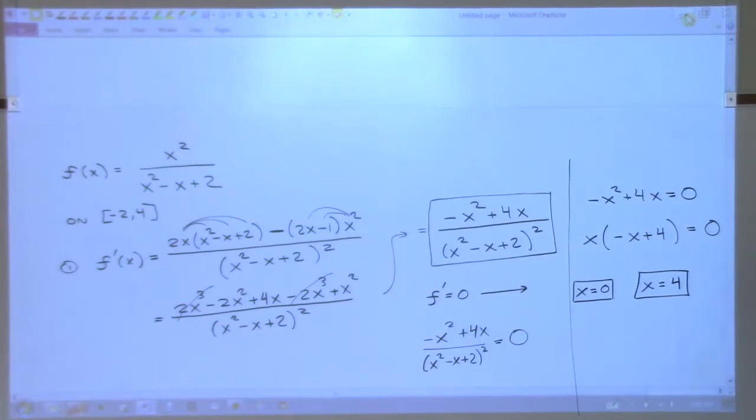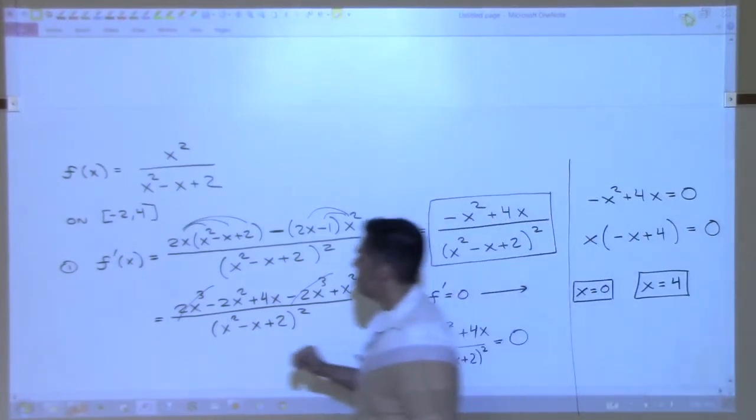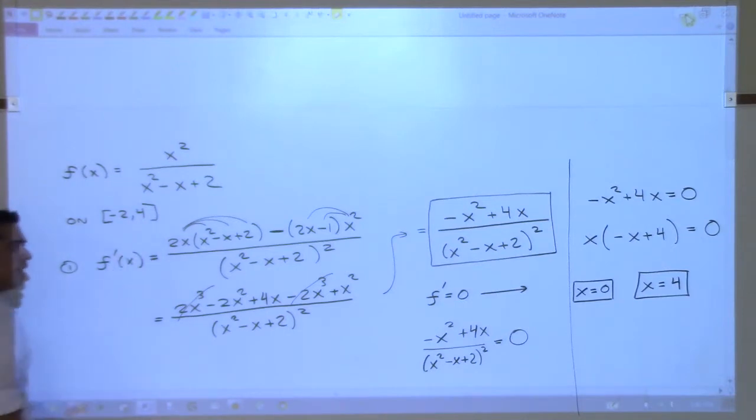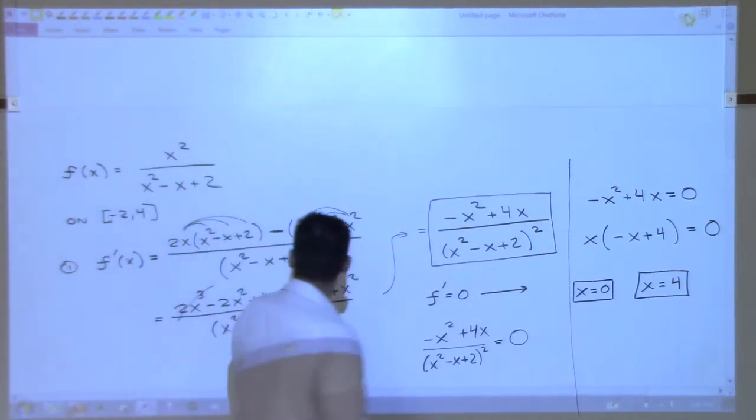We have 2 critical numbers so far, right? 2 critical numbers. Do these live in our interval? Yep, 0's in here, right? Is 4 in here? It is, right? It's in there because of this.